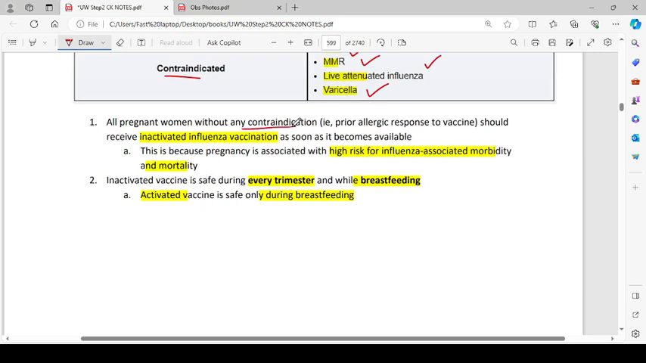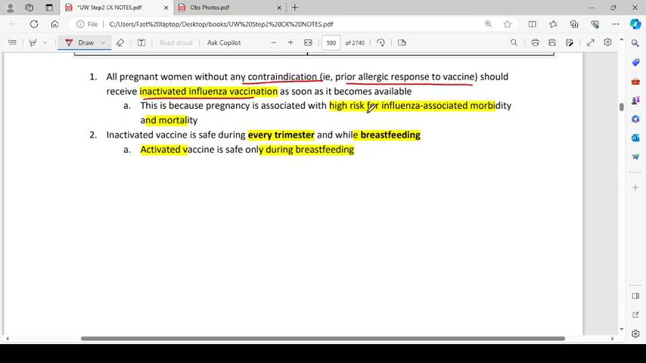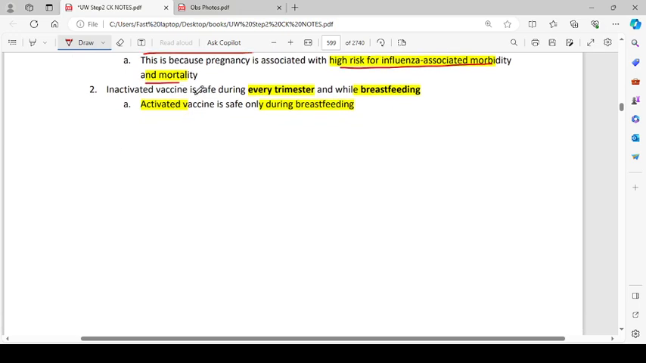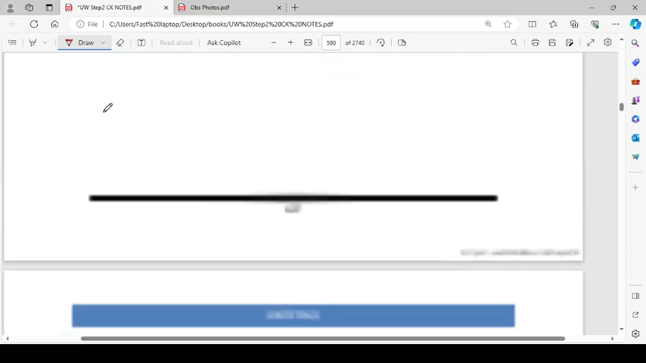All pregnant women without any contraindication, that is prior allergic response to a vaccine, should receive inactivated influenza vaccination as soon as it becomes available. This is because pregnancy is associated with high risk of influenza-associated morbidity and mortality. Inactivated vaccine is safe during every trimester and while breastfeeding. Live attenuated vaccine is safe only during breastfeeding.